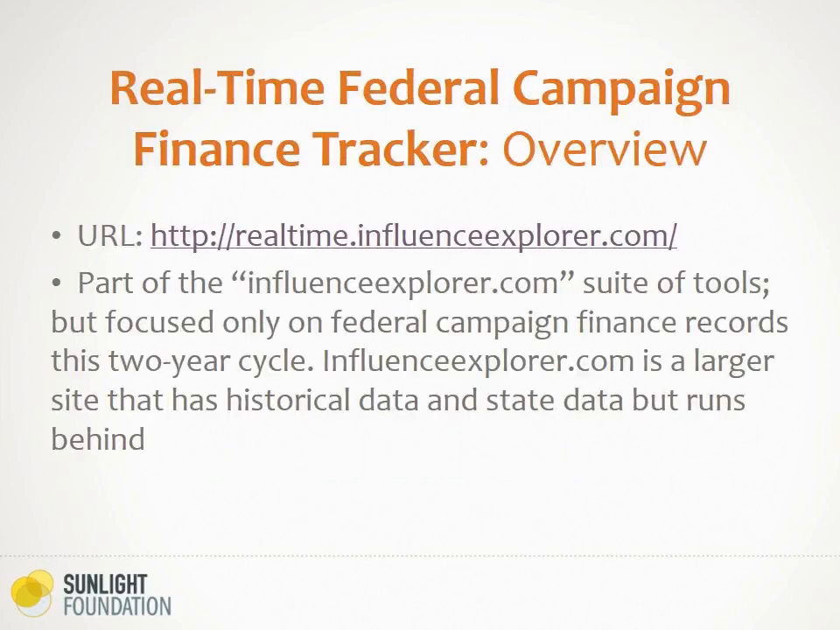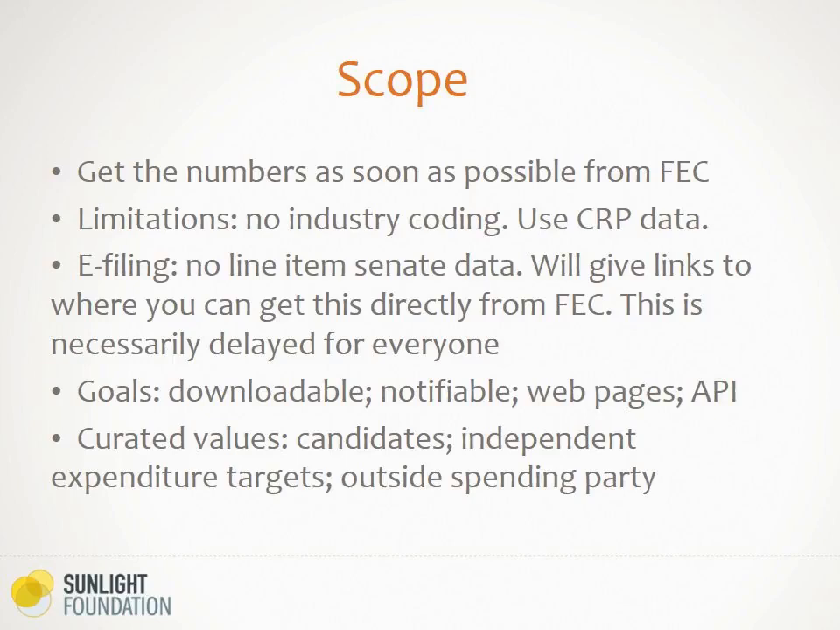Before I begin, I just want to tell you a little bit about the site in general. This is the URL right here. It is a long and sort of ungainly URL, but it's part of a larger project called influenceexplorer.com that tracks both federal and state campaign finance data, as well as lobbying data and a bunch of other things. It's a project that we've had going for a while. Real-time is just a part of the site that focuses explicitly on federal campaign finance data from the Federal Election Commission and tries to make it available as quickly as possible. It only is focused on the current cycle. So for historical data, you can look at influenceexplorer.com. But for the current cycle, the real time can be useful.